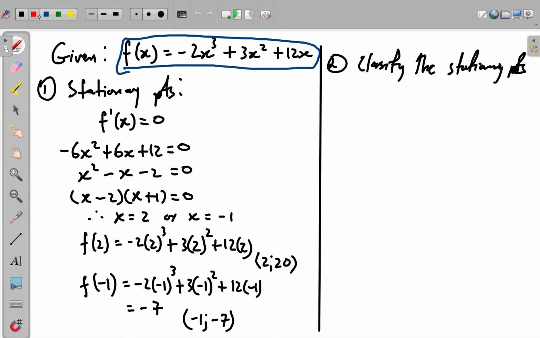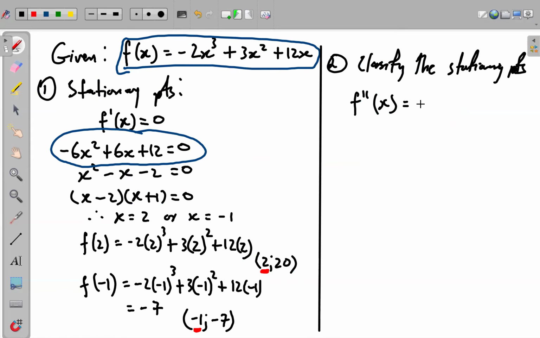Remember, these are the x values of the stationary points, so that 2 and the negative 1. But first of all, let's find the second derivative. We're just going to take the first derivative and derive it. That's how we calculate the second derivative. So this is our first derivative. So we're going to derive that to find the second derivative.